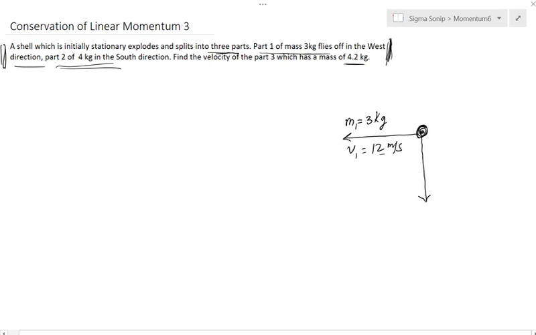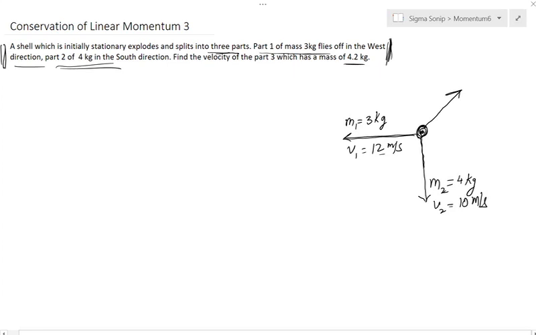This is my M2, and that is 4 kilogram, and its velocity is 10 meter per second. Merely by looking at this diagram, by looking at these two pieces flying off in this direction and in that direction, we can intuitively see that the third piece must move in that direction, so that the total momentum is 0.